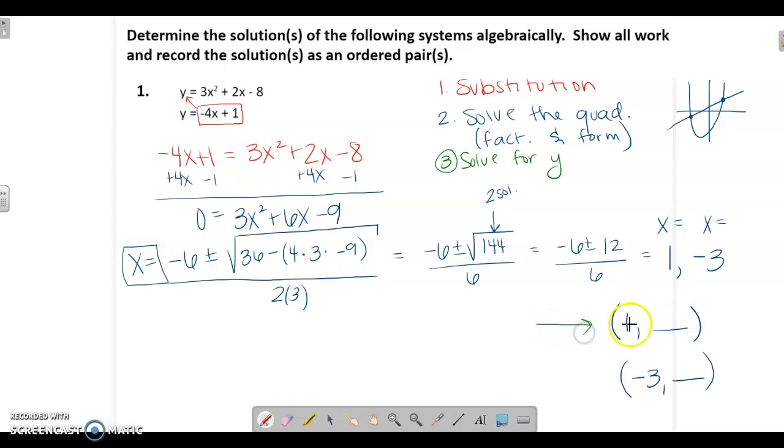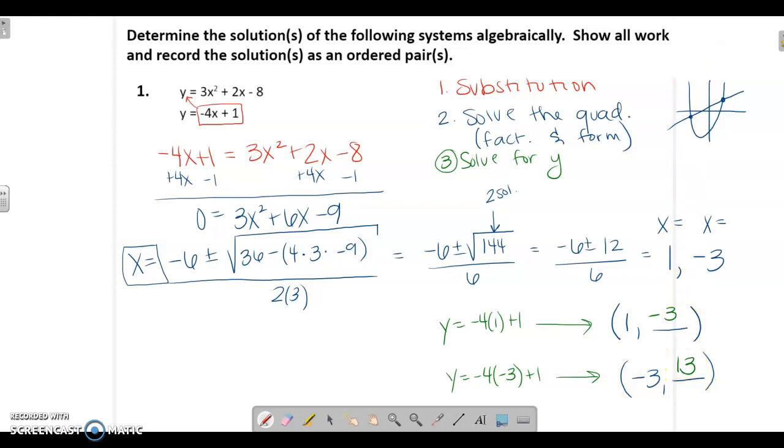So for this, remember I can plug in 1 into either equation. So y equals negative 4 times 1 plus 1. Well, negative 4 times 1 is negative 4, plus 1 is negative 3. And here, if I plug negative 3 in, y equals negative 4 times negative 3 plus 1. Negative 4 times negative 3 is 12, plus 1 is 13. So our 2 points are (1, negative 3) and (negative 3, 13).